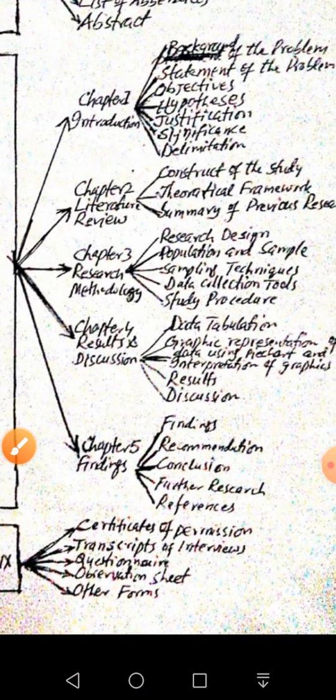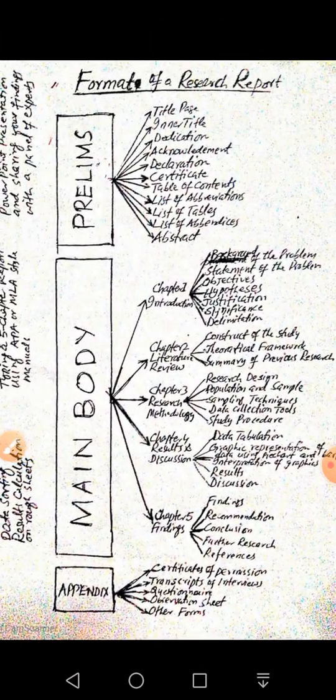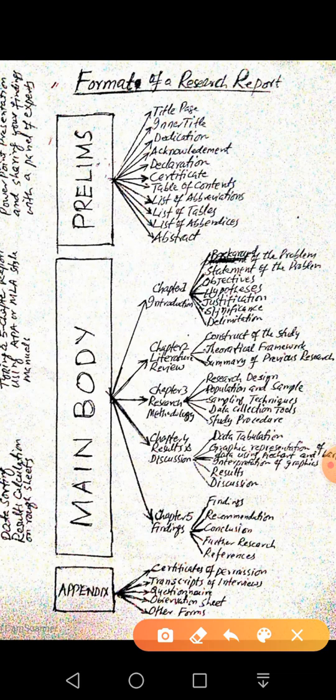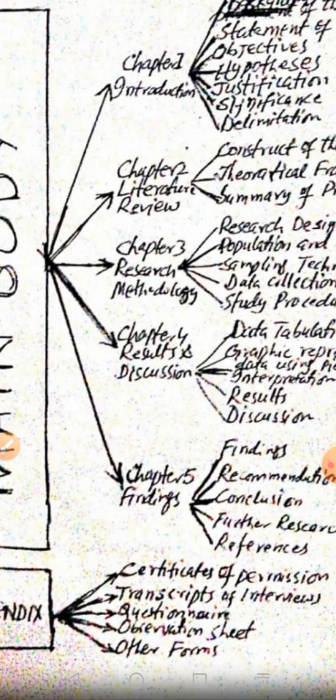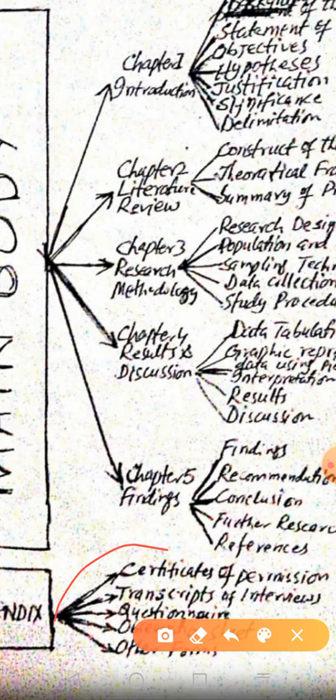This section is the major section of the research report, and last we attach any data. Like in BS phonology research, you have been recording pronunciation of different participants. So you may attach the sheets in which you collected the data, or you can attach the recordings as well. This section is known as appendix or appendices. As you can see, certificates of permission, transcripts of interviews if there are interviews, then questionnaires, observation sheets, other forms, etc., are attached at the end.